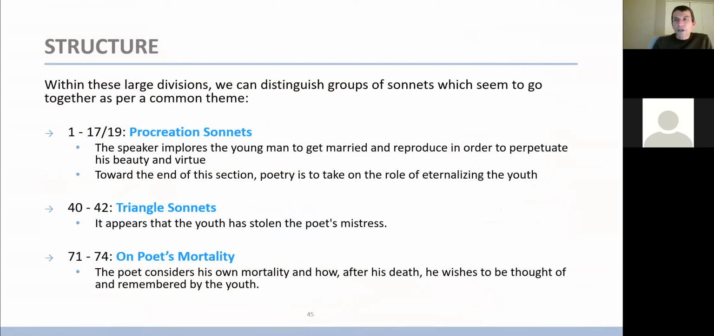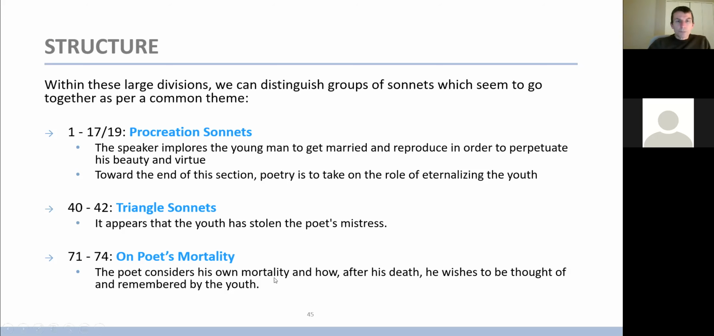One I mentioned already, the procreation sonnets. For our theme of time, if you want to do the sonnets for your discussion forum, that would be a good place to start. There the issue is around the speaker imploring the young man to whom he's addressing these sonnets to get married and reproduce in order to perpetuate himself, his beauty and his virtue. And toward the end of the section, poetry takes on the role of eternalizing the youth. There's a triangle set of sonnets 40 to 42 where the youth has stolen the poet's mistress, and maybe the mistress is the dark lady that we have as the audience in the last sonnets.